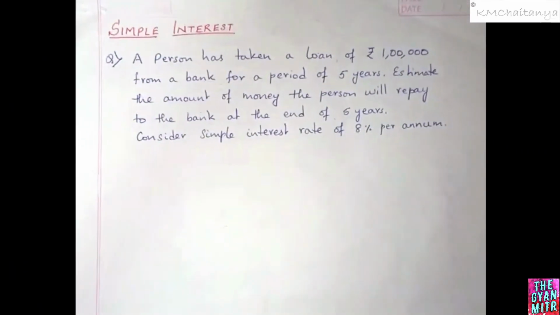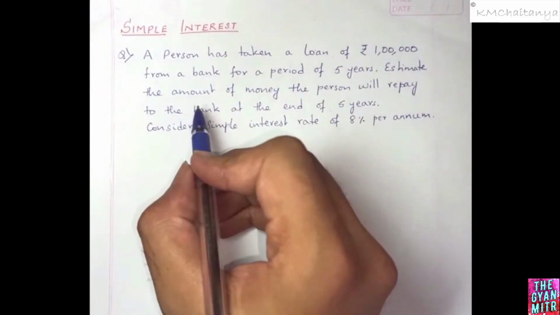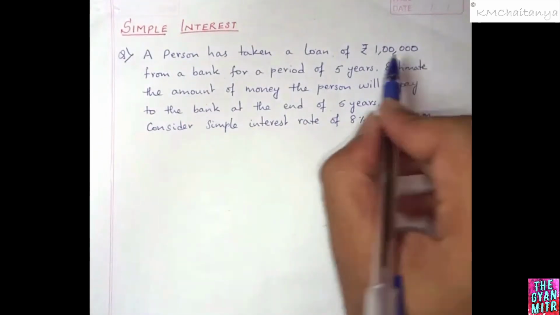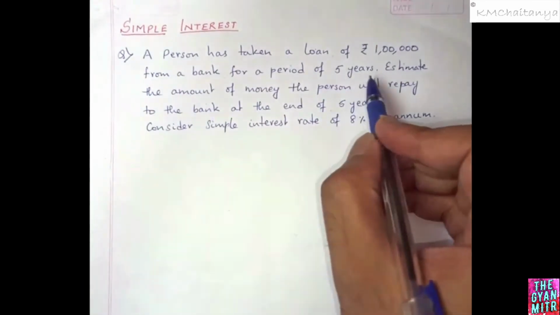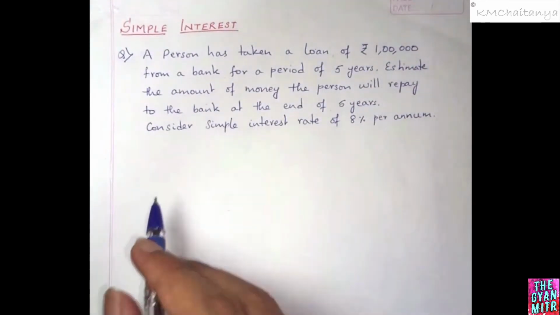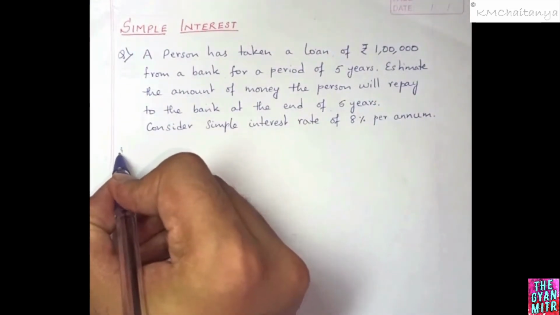So in this particular question, they have asked us to determine how much money the person who has taken a loan of 1 lakh rupees from a bank is going to repay after 5 years of the payment period. So let's solve this particular problem. So, solution.